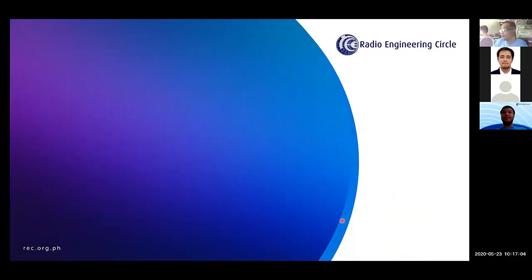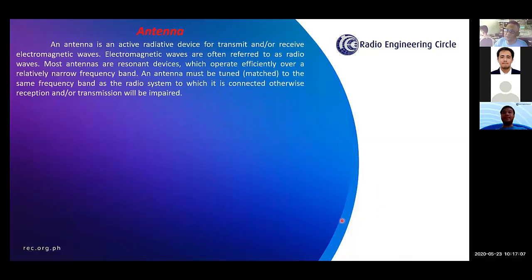Lalo na doon sa mga nakakaintindi na sinasabing, oh, 19 inches wave, amateur yan. Tingnan natin kung tama yung pantahan ng mga albularyo. We are here on a scientific basis. Like example, right now, antenna. What is an antenna? It is an active, radiative, nagra-radiate yan, okay? Device for transmit and or receive electromagnetic waves. Electromagnetic waves are often referred to as radio waves.